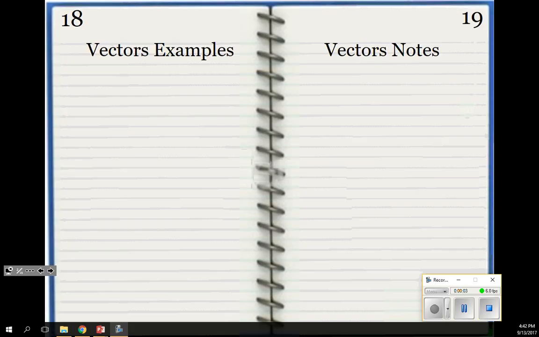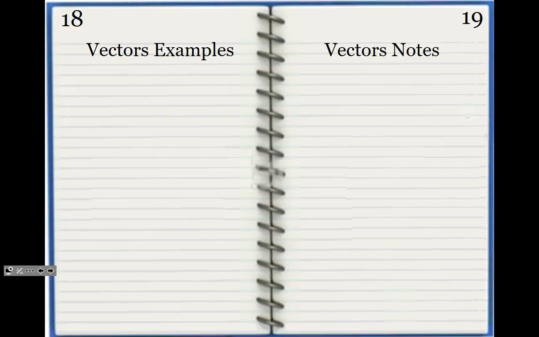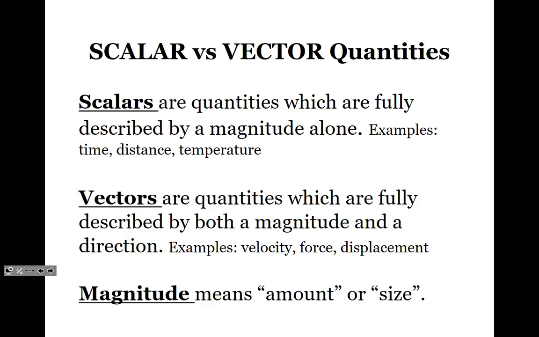To the tutorial over vectors, you should be writing for page 19. That's the notes that we're working on. Page 19. Scalar and vector quantities. We're going to compare the two right now, and it's important that we understand the difference.